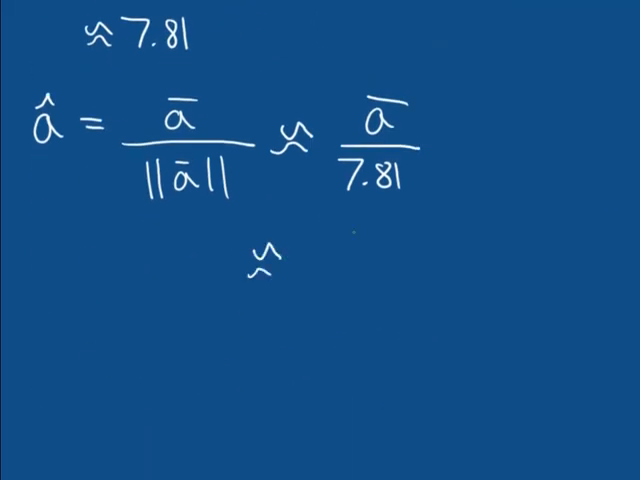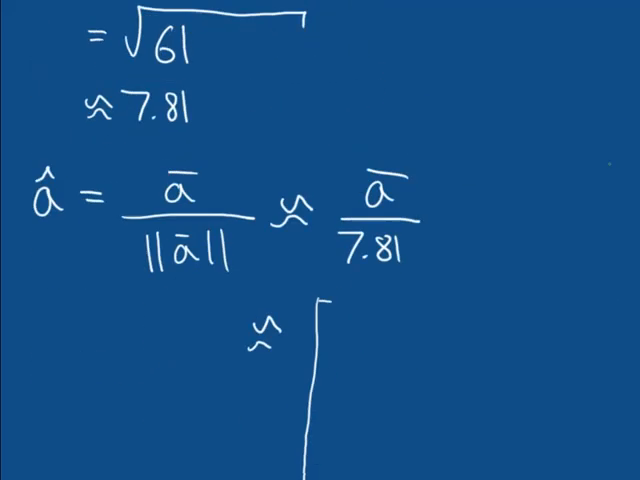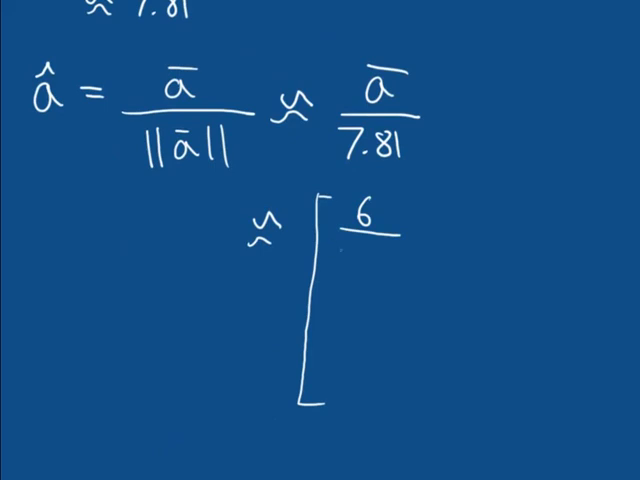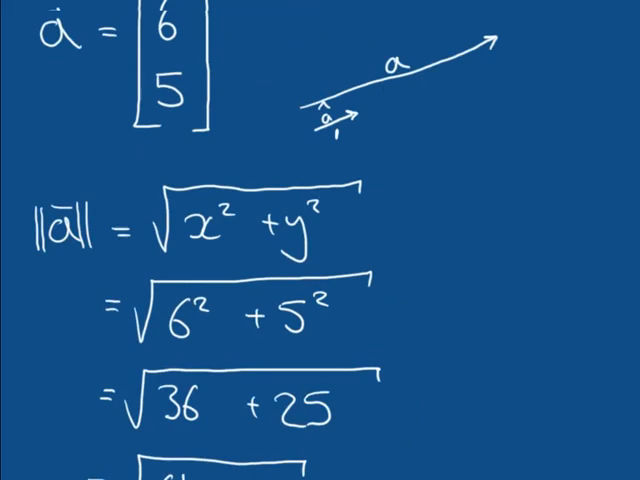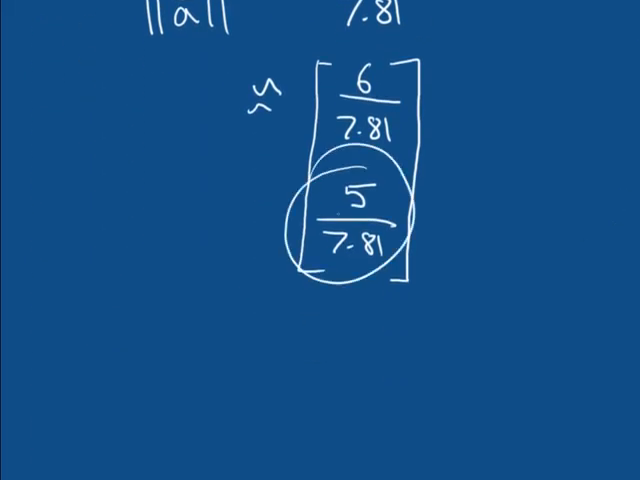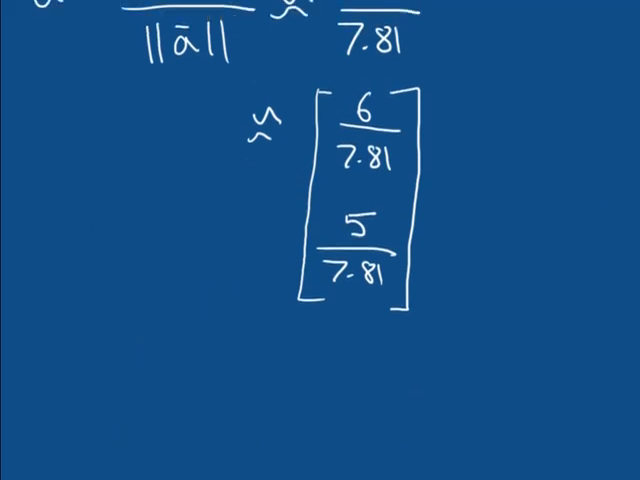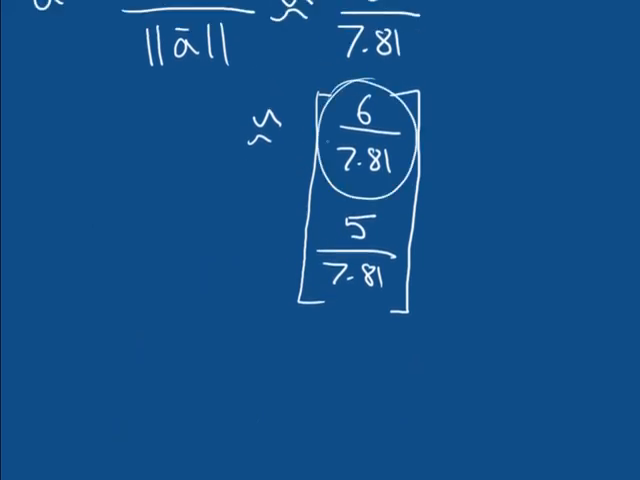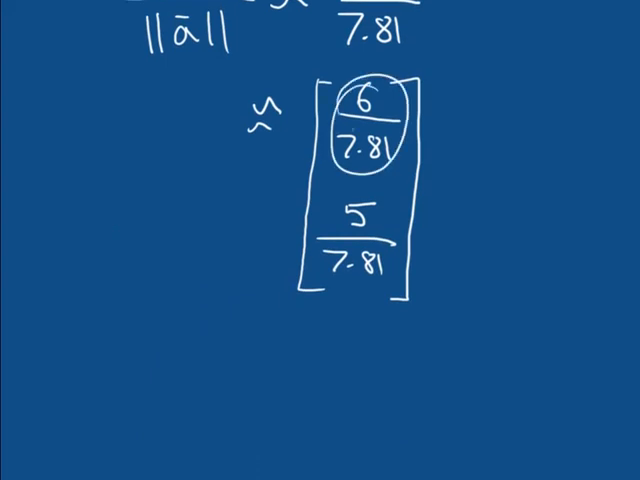So this is approximately equal to, I want to make sure I've got enough room to write this, so our x component was originally 6, so it's now going to be 6 over 7.81, and the new y component is 5 over 7.81. So again, we originally had an x component of 6. We've divided that by the length of the vector to generate the new x component of our unit vector. We had a y component of 5. We've divided that by the length of our original vector to get the new y component of our unit vector. So this is our unit vector approximately. And again, I'm going to use a calculator to work these out to rough values.